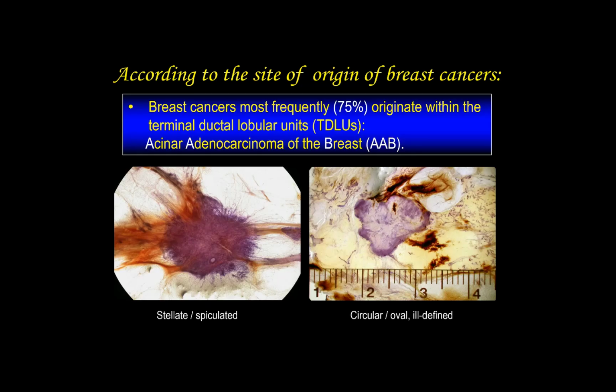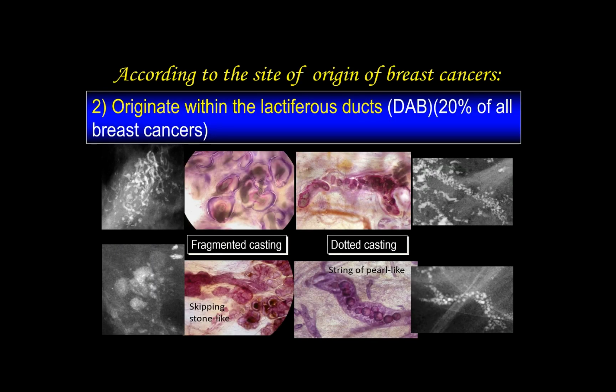The breast cancer subtypes will be grouped according to their site of origin, and the recommended most modern terminology will be explained during the course. Here we see the three-dimensional histopathologic image of about 75% of all breast cancers. These cancer subtypes, however, originate from the major lactiferous ducts. They account for about 20% of all breast cancers.